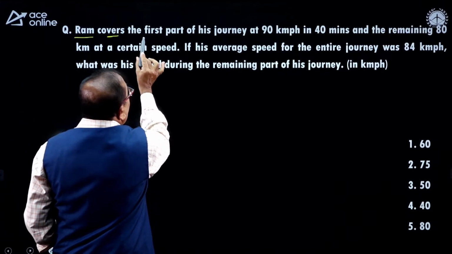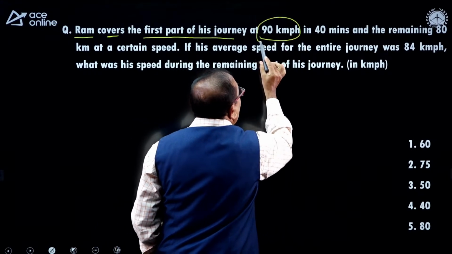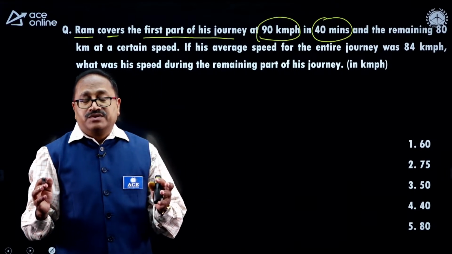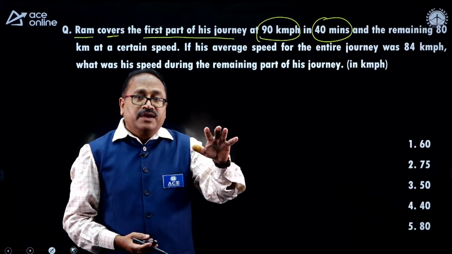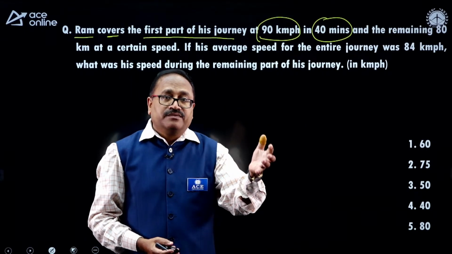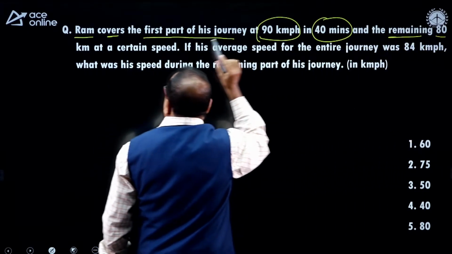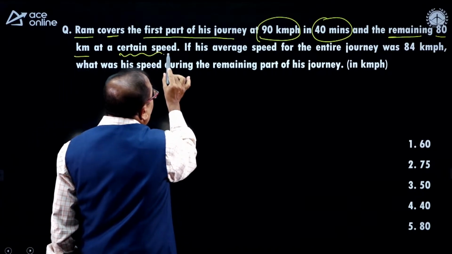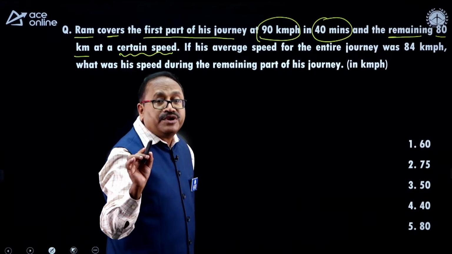Ram covers the first part of his journey at a speed of 90 kilometer per hour in 40 minutes. First part. So I can find out how much the first part is, because I have the speed and I have the time. So speed into time is the distance. Okay, next. And the remaining 80 kilometer with a certain speed. I don't know the speed, but the remaining distance I know, which is 80 kilometer.